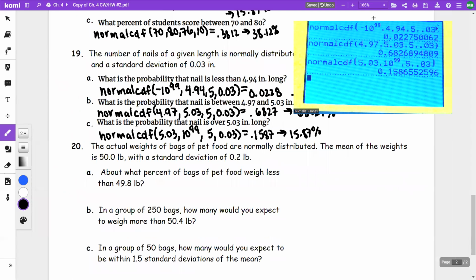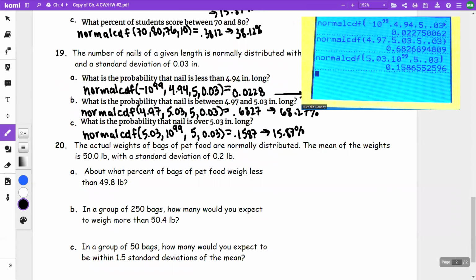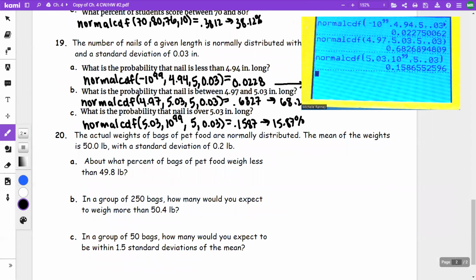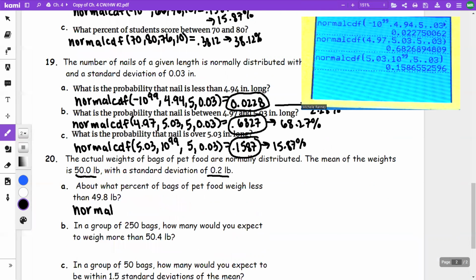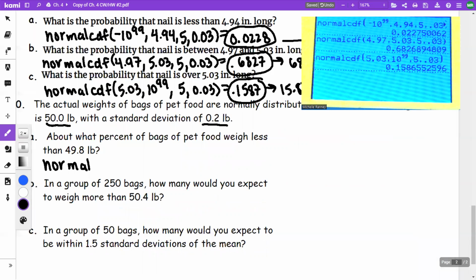Okay, and on 20, the weights of the pet food are normally distributed. The mean of the weights is 50 pounds and the standard deviation is 0.2. What percent of pet food weighs less than 49.8? So normal CDF. And let me say this on the top, on the ones above here, these are probabilities. So we could just leave them as these decimals. You don't have to change them to a percent. Probability can be as a decimal. That would be acceptable. Now these ones, they do want it to be percents.